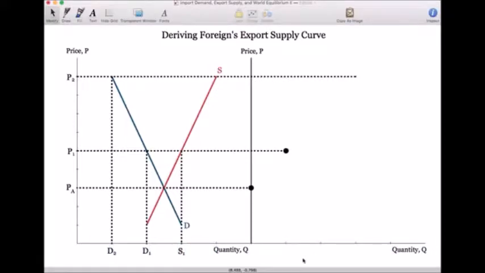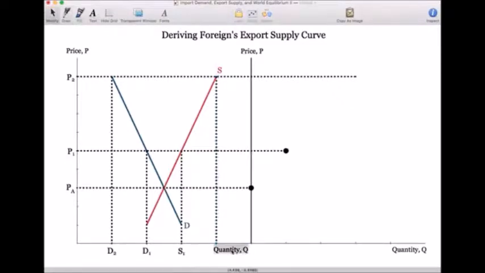So we have D sub 2, that is just where that world price of P2 intersects domestic demand. So this is the quantity demanded domestically. I can do the same thing with supply. I go where P2 intersects the domestic supply curve.